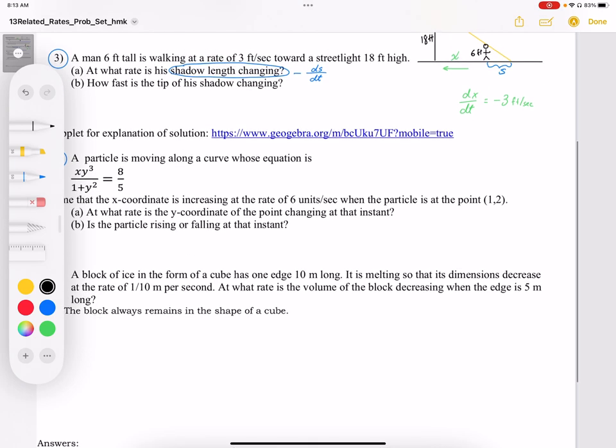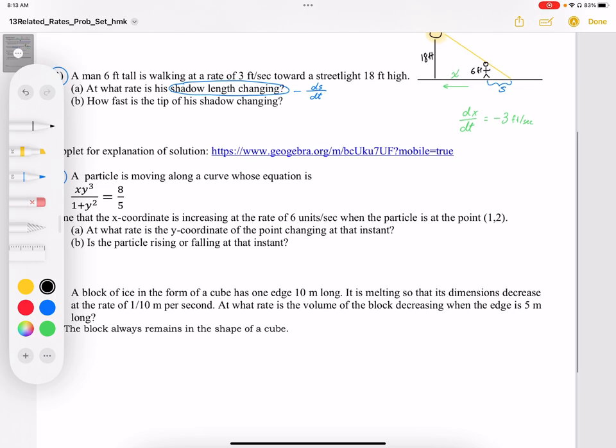Question number 3 says a man is 6 feet tall, is walking at a rate of 3 feet per second towards a street light 18 feet high. And at what rate is the length of his shadow changing?